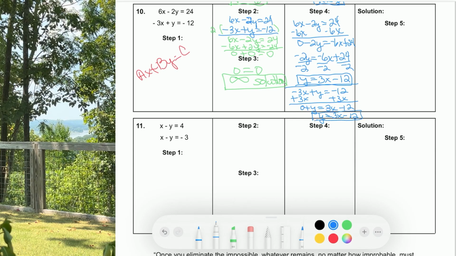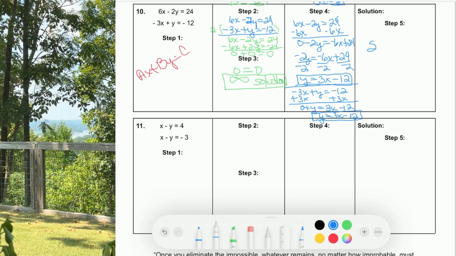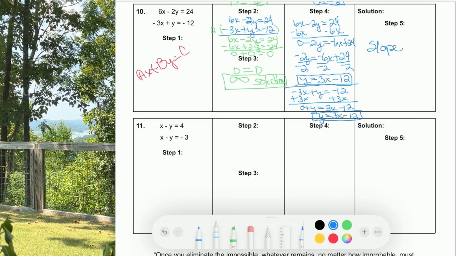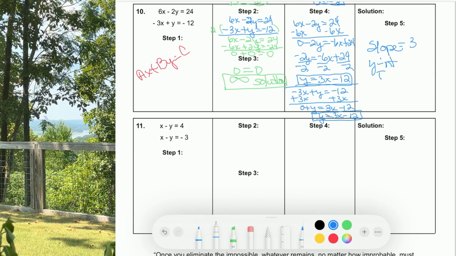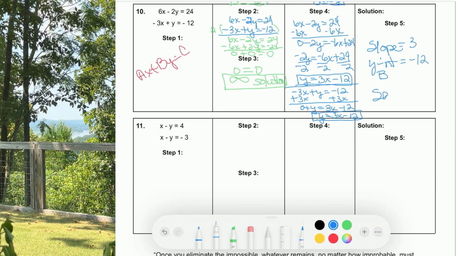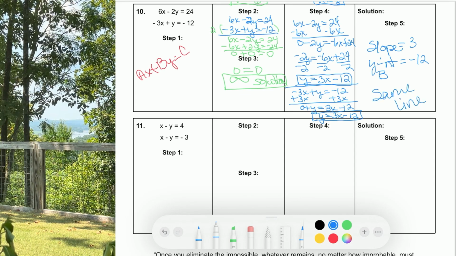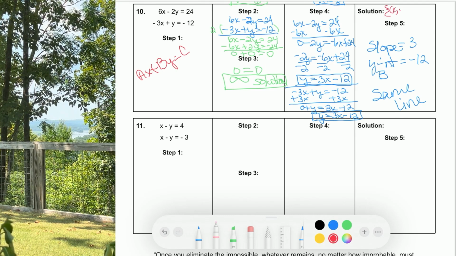So we do in fact have the same line because we have a slope of 3 and our y-intercept, or b, is negative 12 for both lines. So we have the same line. These equations are the exact same equations basically. So how we'll write our solution, remember, is like this, and then we'll include y equals 3x minus 12 and then the brace.